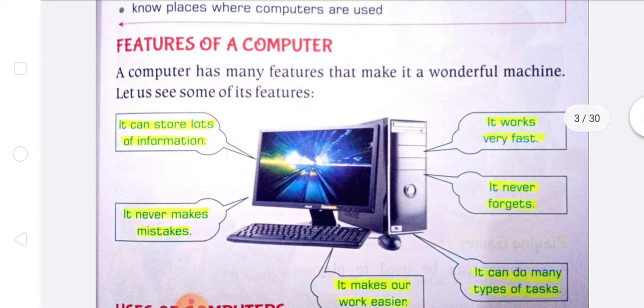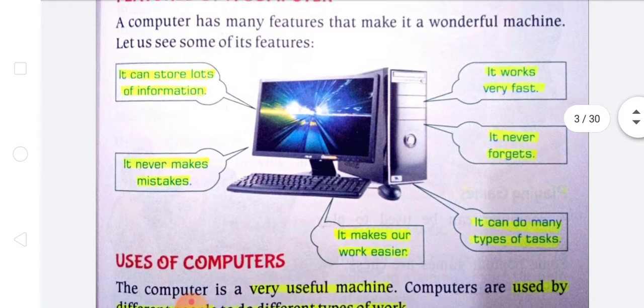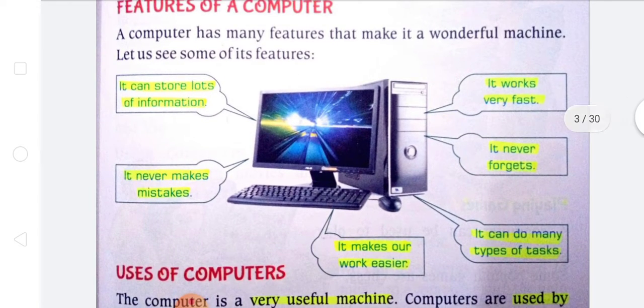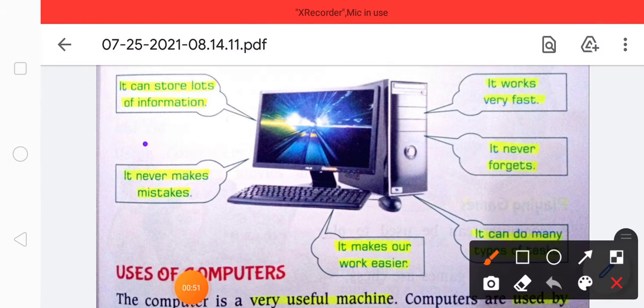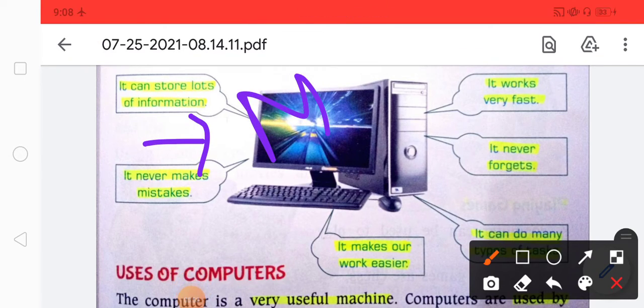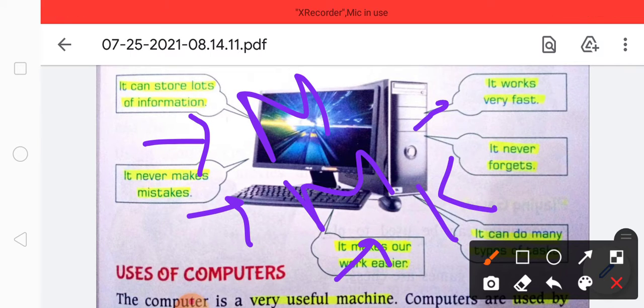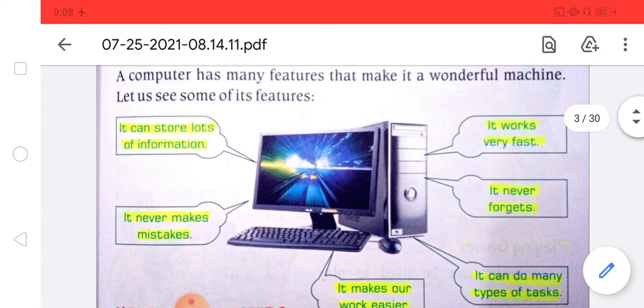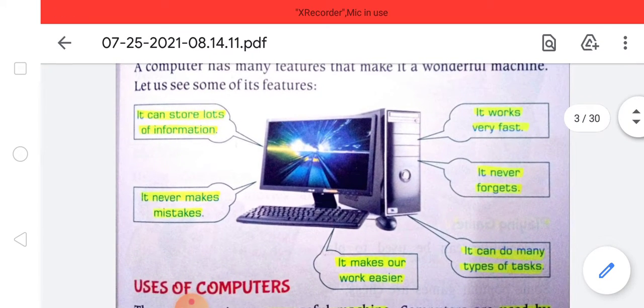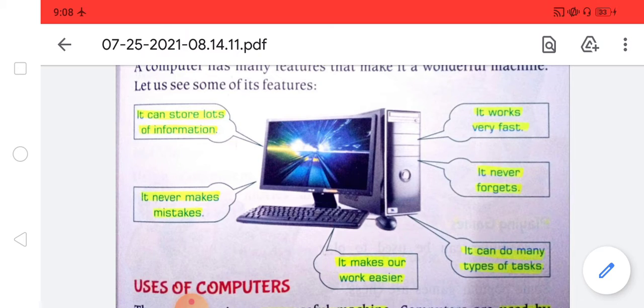So first one, the features of computer. Students, you all know that in the previous chapter we already learned about the different parts of computer. What are the different parts of computer? The first one is monitor, the second one is mouse, the third one is keyboard, and the last one is system cabinet. These are the four main parts of computer. Then we see some important features of a computer now.